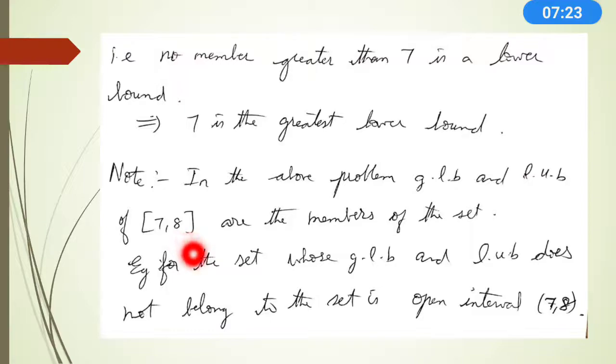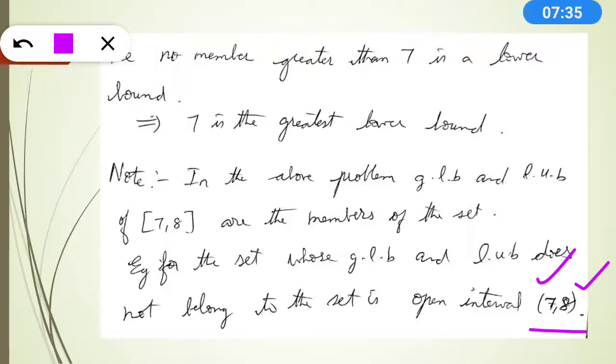Suppose it is an open interval 7 comma 8, then the greatest lower bound is 7 only, but it is not in the set. And the least upper bound is 8, which is also not in the set. But it has a least upper bound and greatest lower bound. We already saw in a previous lecture, the least upper bound and greatest lower bound need not be in the set. If it is an open interval, it is not in the set.